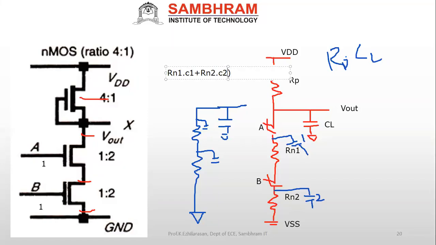Then plus the output. Output is nothing but what? Actually, it is CL. Before that, again, one more R, because in between, see here, there is a common capacitance between these two nodes, right? You have to calculate this. So plus CL. This is nothing but your TD actually. Like this, we will calculate, because no need to worry about that.